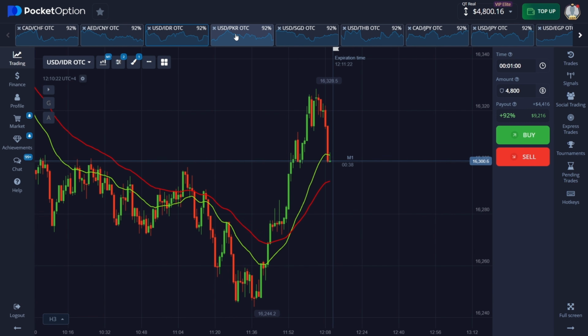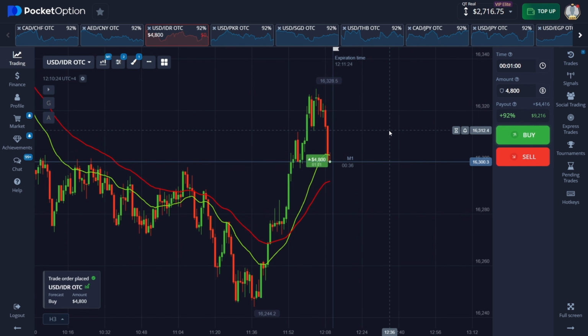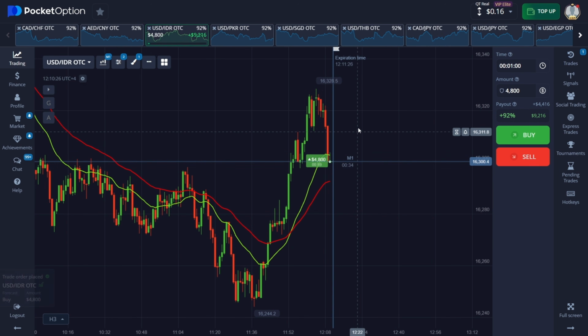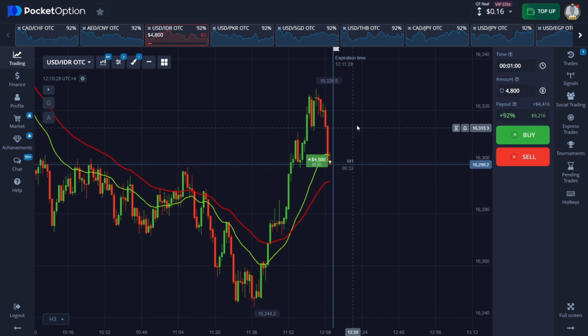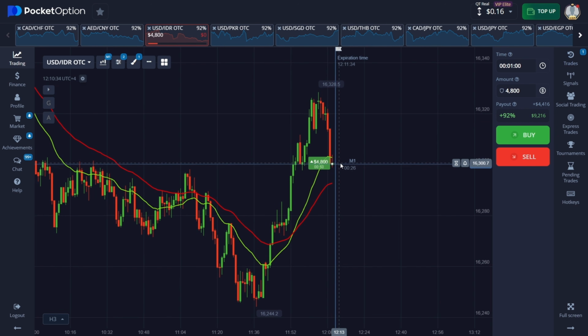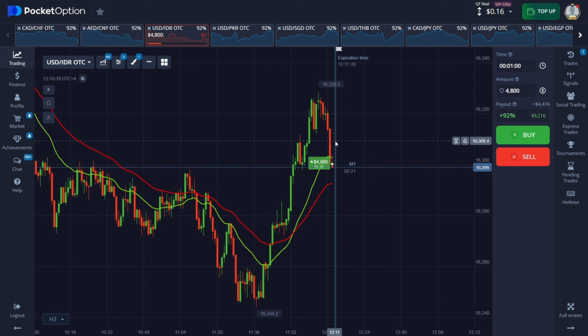Alright, we have a trade on USDIDR OTC, and I placed the trade on USDIDR OTC worth $4,800. As you'll see, there was a downtrend and the candle broke the moving average, taking a retracement from the 50 EMA level before becoming an uptrend. That's why I took this trade for the upside move. Also, the previous red candle closed near the 25 EMA level. Currently, the trade isn't going in our favor, but we still have 35 seconds left.